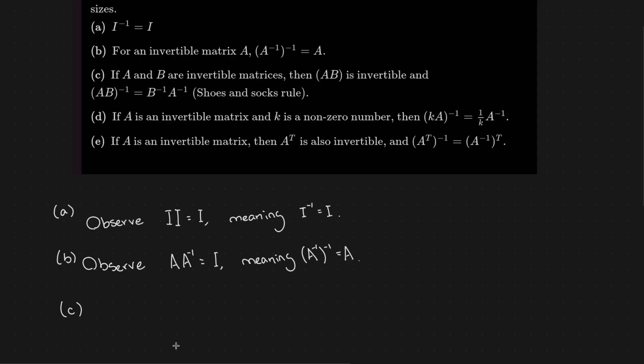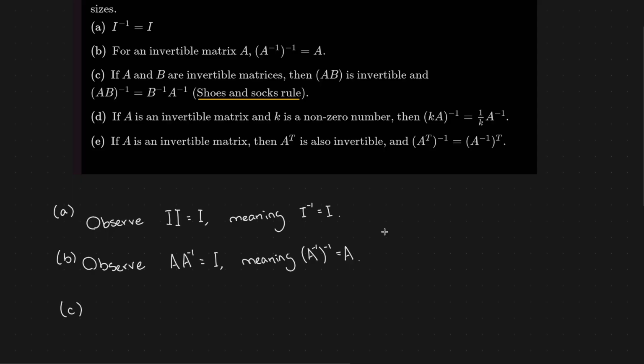All right. C is maybe the most interesting result here. If A and B are invertible matrices, then the product matrix is also invertible. And the inverse of the product is the product of the inverses, but with the multiplication order reversed. This is called the shoes and socks rule because it's similar to how you put on and take off your shoes and socks. How do you put on your shoes and socks? Well, you put on your sock first, then you put on your shoe.